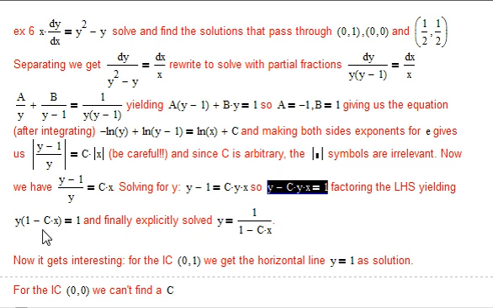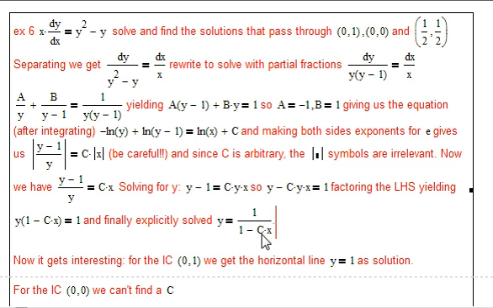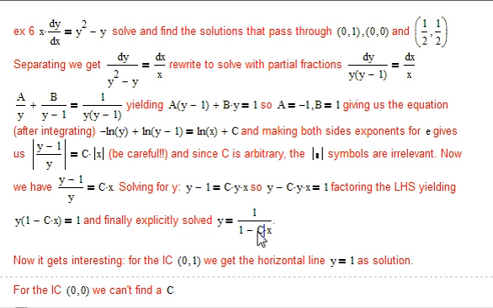Factor on the left-hand side to factor out the y. Y times 1 minus Cx equals 1. And finally, we got it explicitly solved. Y equals 1 over 1 minus arbitrary constant C times x. And by the way, since C is arbitrary, that could be a plus in between here. It wouldn't make it any different.